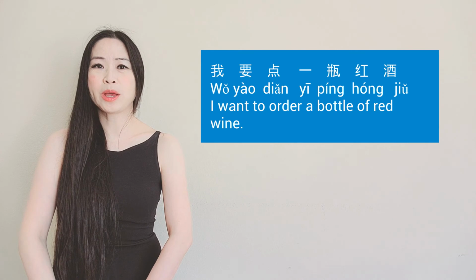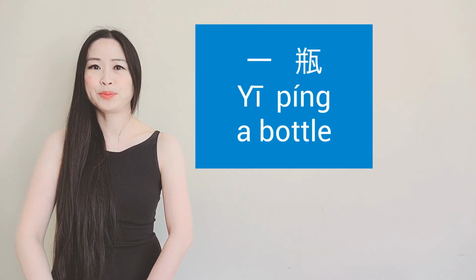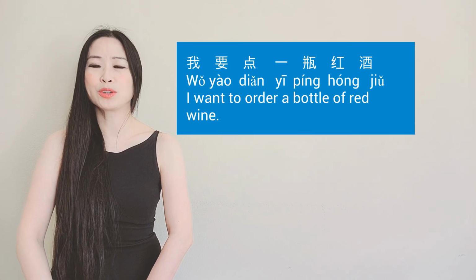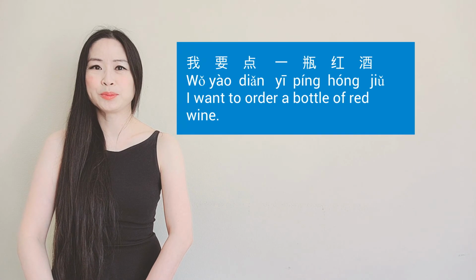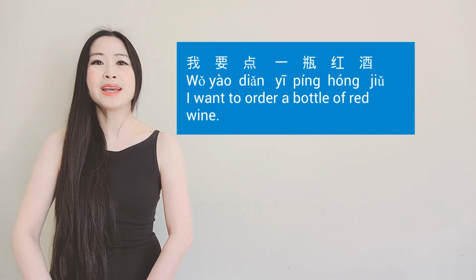To order a bottle of red wine, you would say, 我要点一瓶红酒. 一瓶 means a bottle. 我要点一瓶红酒. Again, 我要点一瓶红酒. Very good.